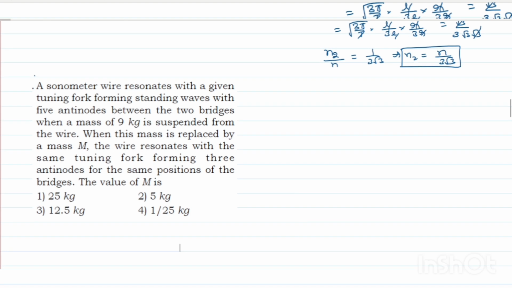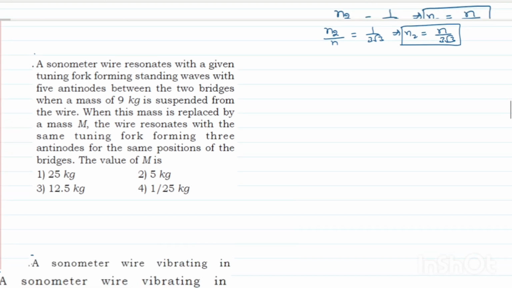Let us see the next question, students. Here a sonometer wire resonates with the given tuning fork, forming standing waves with 5 antinodes between the two bridges, when a mass of 9 kg is suspended from the wire. When this mass is replaced by a mass capital M, the wire resonates with the same tuning fork, forming 3 antinodes for the same position of the bridges. The value of M they are asking.